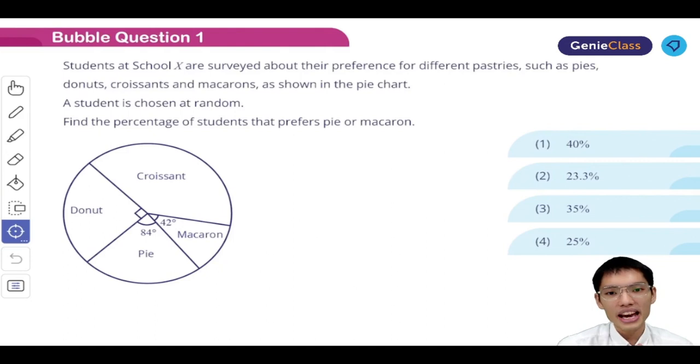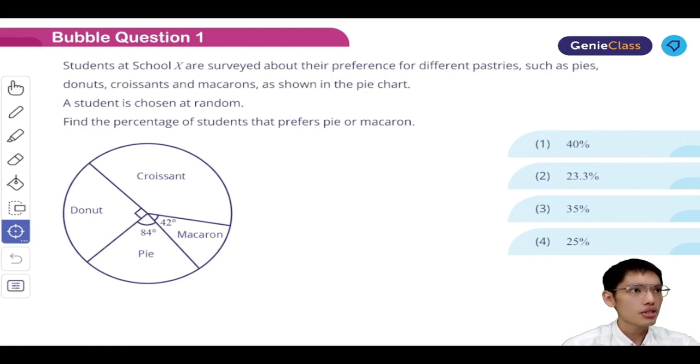Alright, so they didn't tell you the angle for croissant, but you don't really have to, because all these 3 are given. You can find for croissant. But look at the question carefully. I'll start the bubble launcher in a while, launching it in 3, 2, 1. Let's go. Alright, let's go.